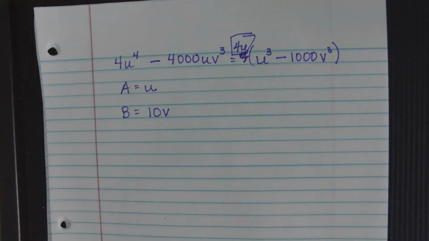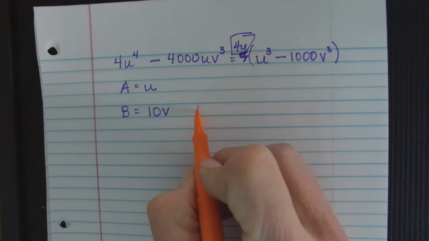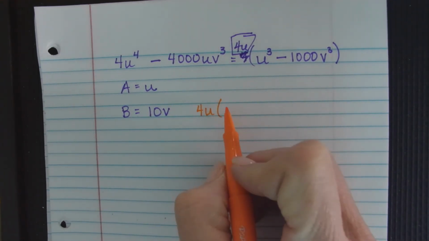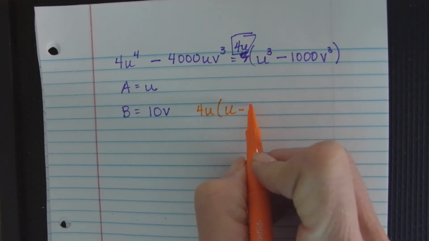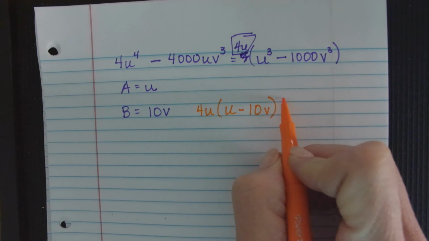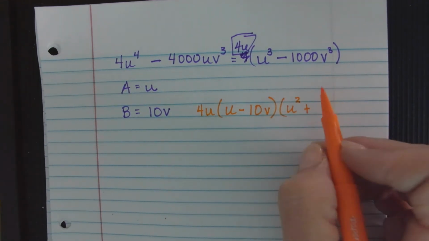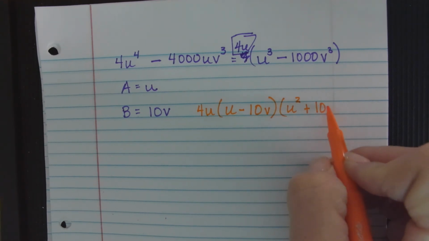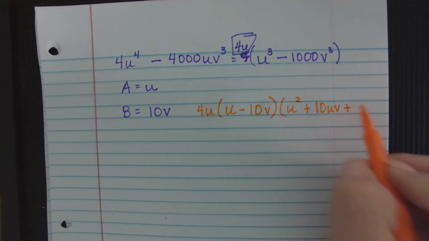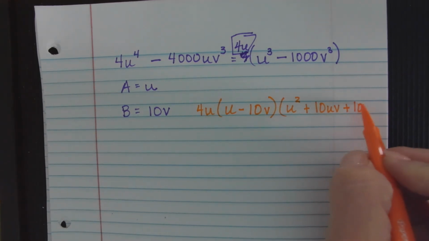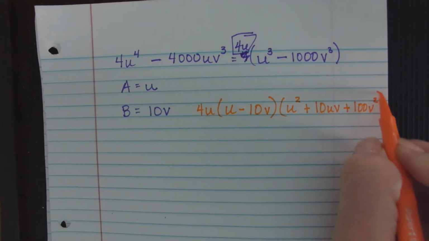So your answer, I'm gonna write in orange, is you have the 4u outside, u minus 10v, times a squared, which is u squared, plus ab, 10uv, plus b squared, 10v squared, which is 100v squared.